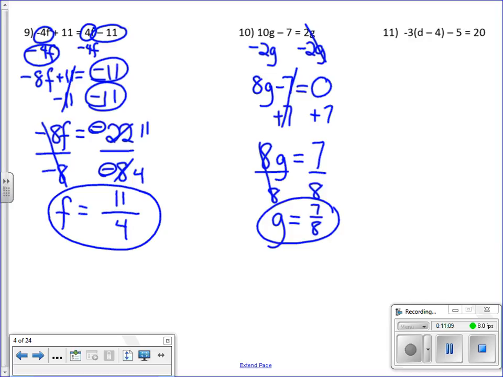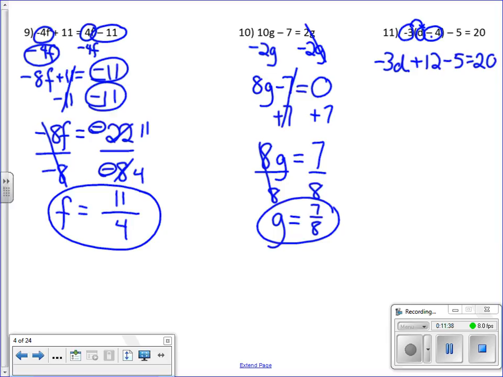All right, on this one here, I need to do some distribution and then combining of like terms. So negative 3 times d, because I'm distributing it there, is negative 3d. A negative 3 times a negative 4 gives me a positive 12. Negative times a negative is a positive. Minus 5 is equal to 20. Don't forget to bring down that minus 5 part, because you can't forget about things like that.